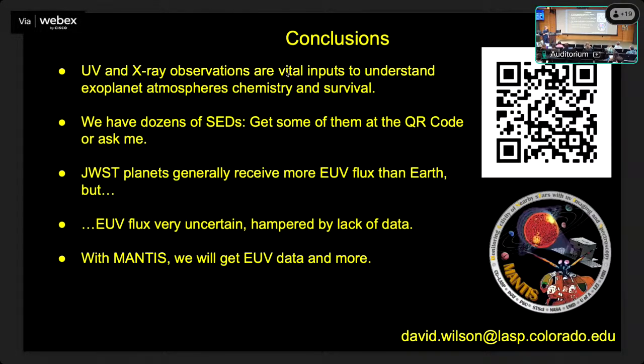So to conclude, we need these X-ray and UV observations. They're really hard to get, but we've been getting them, and have them for over dozens of stars. You can get them at this QR code. I'm glad to report the QR code still works. I was very worried by the poster that had expired QR codes. We found that JWST cycle 1 targets generally have more EUV flux than the Earth. Question mark about what that means about our sample, but we don't really know what the EUV flux is. It's very hard to get, but we're going to try with MANTIS soon. Thank you.